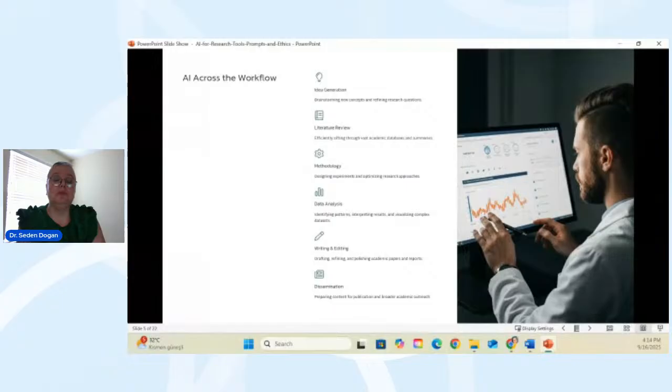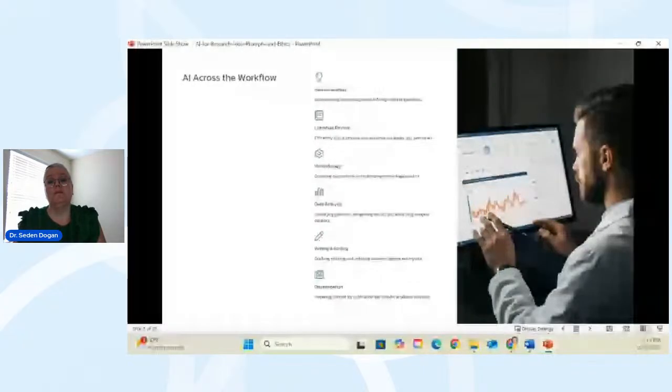Literature review: there are tools like Elicit, Research Rabbit, and SlideAI. Tools can summarize papers, map citations, and highlight gaps. This sounds really cool, right? This sounds really powerful, but we need to be cautious. A 2025 life science article showed that it often oversimplifies, skipping limitations.